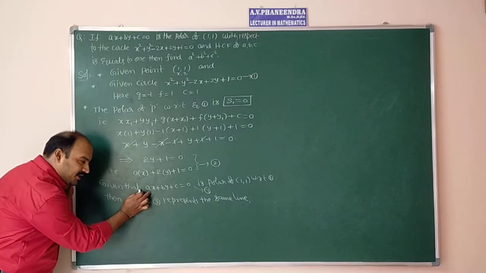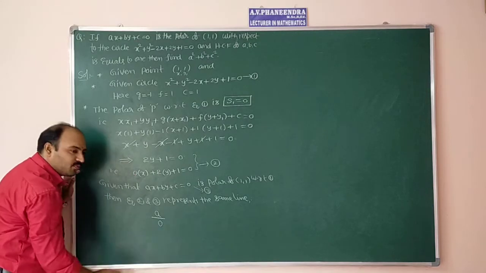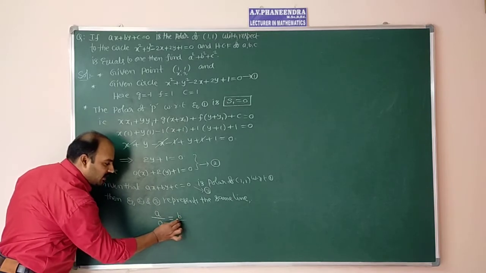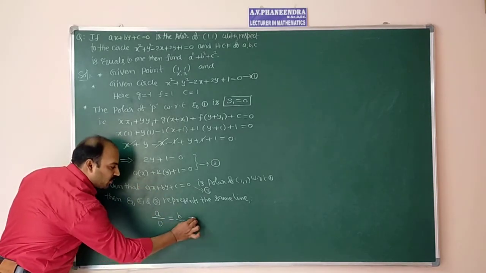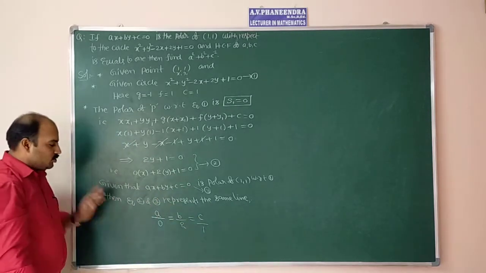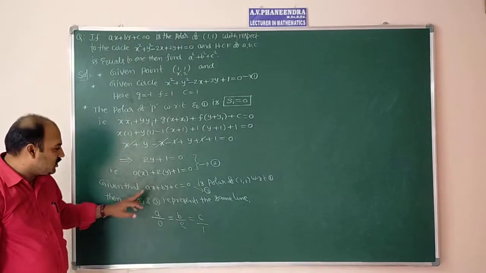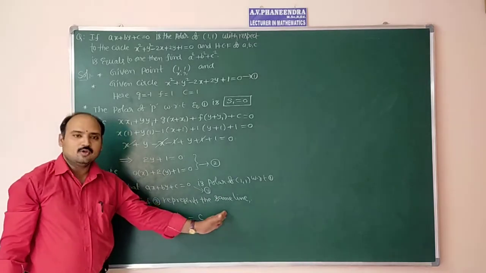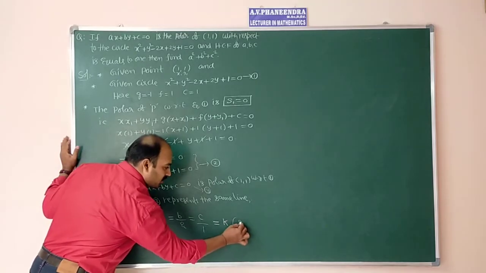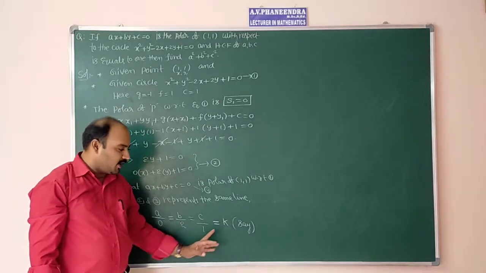See, in this equation x coefficient is a, in the other equation x coefficient is 0, which is equal to, in this equation y coefficient is b, in the other y coefficient is 2, which is equal to, in this equation constant is c, in the other constant is 1. So a by 0 equal to b by 2 equal to c by 1. Why are we writing like this? These two lines are representing the same line. So we can write it as some assumption k, because all are equal. So a by 0 equal to b by 2 equal to c by 1 equal to k.